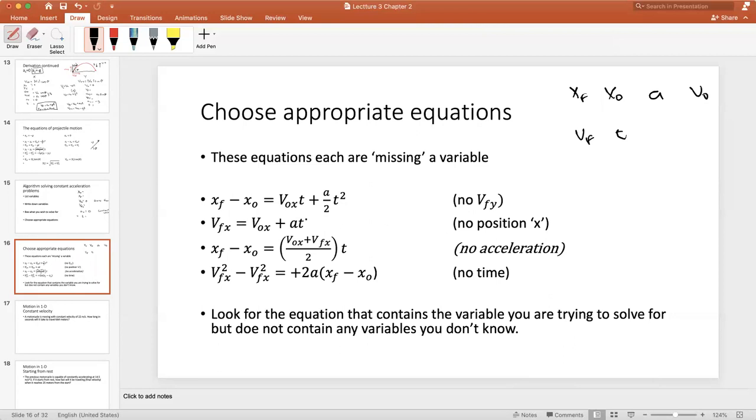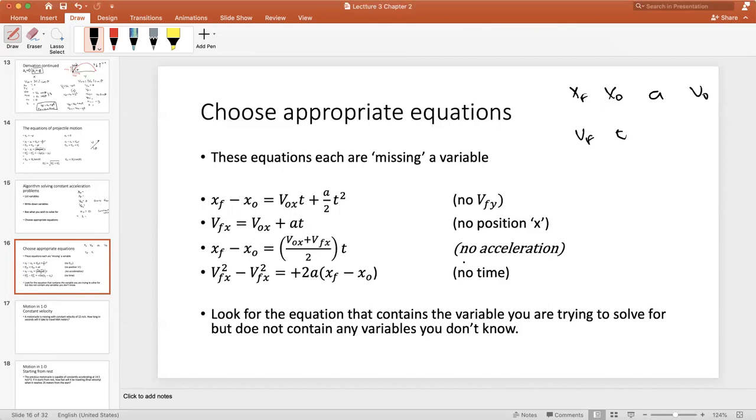I can't use this equation because it has both v final and time. So immediately that one's out because it's got two unknowns. I can't solve this one because it's got v final and it's got time. So that equation's out. The last equation doesn't have time, so I can use this to find v final, or I could use this to find time. It's really up to you. And we're going to go through that for each problem that we do. We're going to do like 9 problems in a minute.